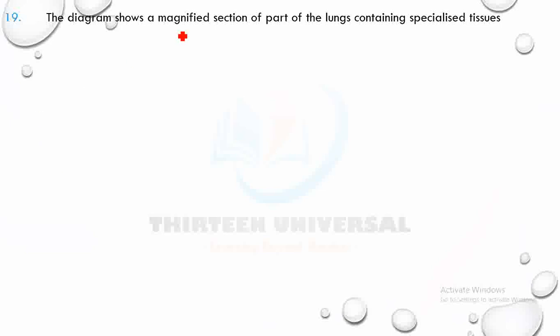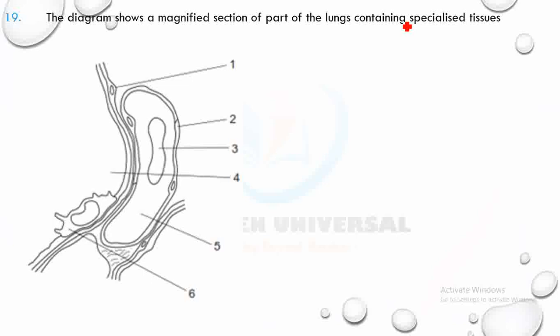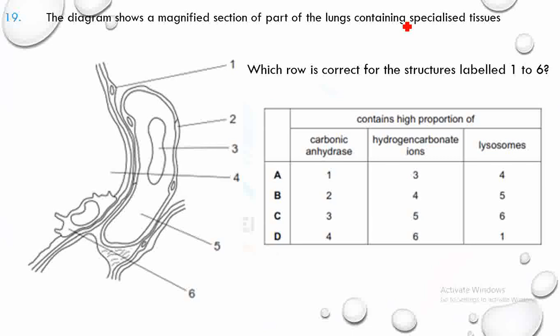The diagram shows a magnified section of part of the lung containing specialized tissues. Which row is correct for the structures labeled 1 to 6? So this is a synoptic question. Animal transport and gas exchange need the ideas. Pause the video and try it. Carbonic anhydrase is an enzyme found in the red blood cell. Can you see? It's squeezing through the capillary. So carbonic anhydrase is found here, and that's 3. Which option has 3? C. That's the answer. Don't waste time.